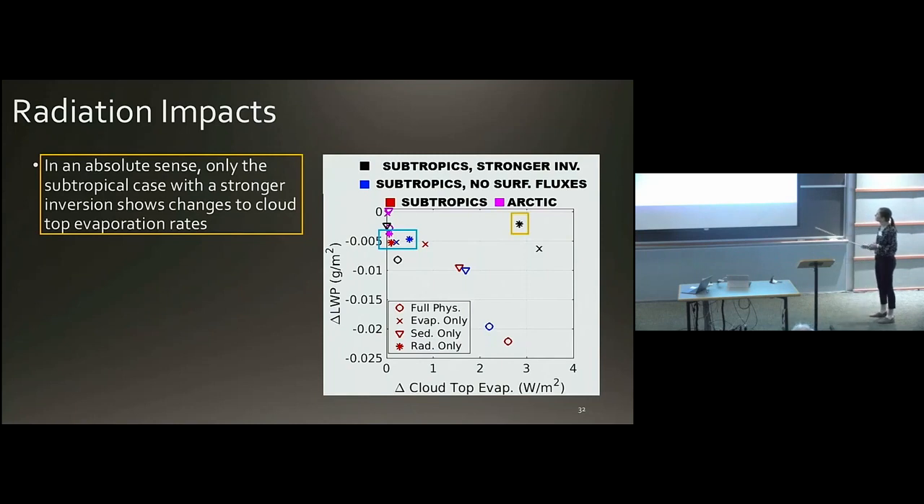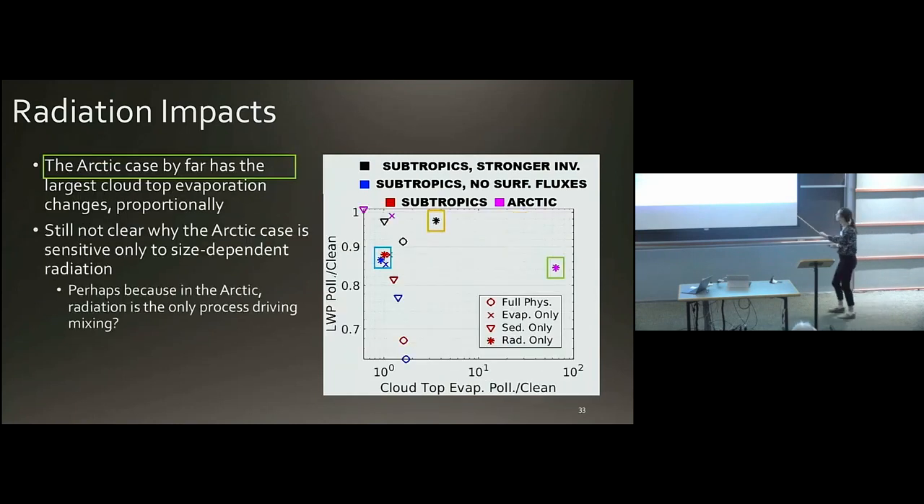And if we look at the same thing in terms of a ratio instead of a difference, it's actually the Arctic case that now sticks out like a sore thumb, where, again, in terms of a ratio, the Arctic case seems to be responding very strongly in terms of cloud top evaporation to this size-dependent radiation.